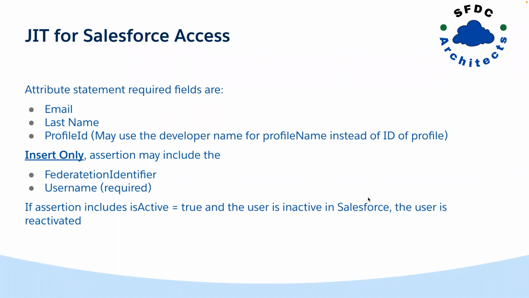Sorry. The federation ID and the username are required for just-in-time only when you're creating the record, only when you're inserting the record. Inserting the record, meaning, if your IDP knows that this user has not been created in Salesforce, and it's the very first time it's sending it, it has to include the federated ID and the username. Because let's say you're using Okta, and Okta is going to get back a user ID from Salesforce, it would know if that user has been created or not.